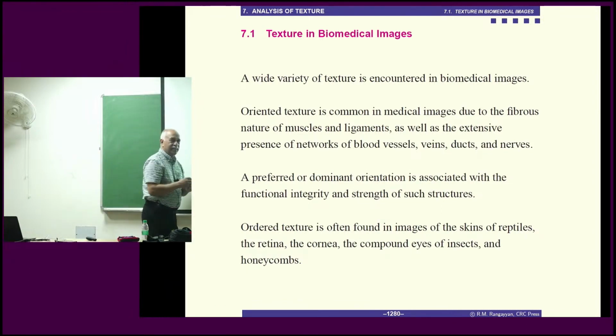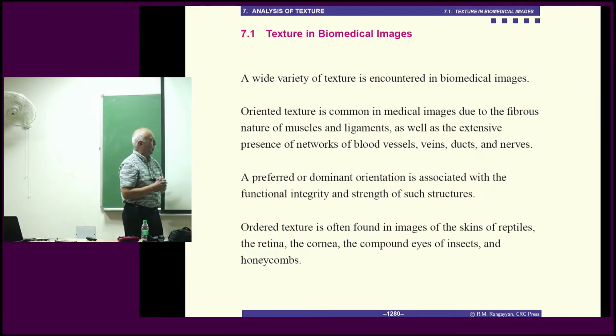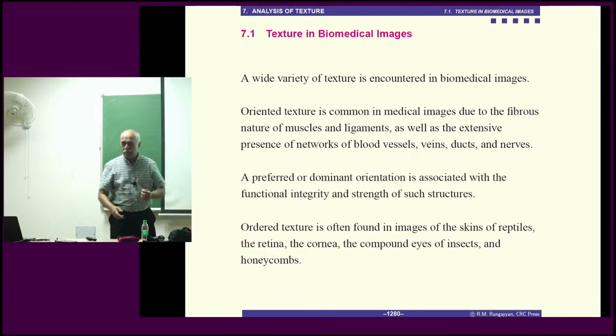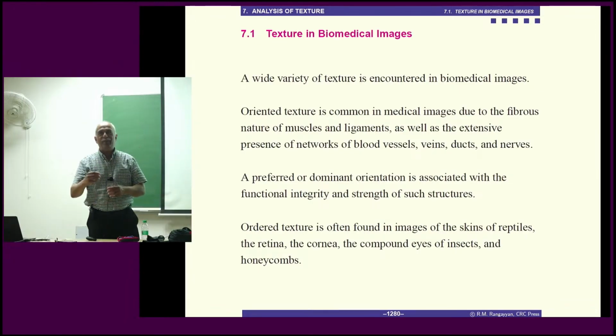Ordered texture is found not so much in the human body, but in skins of reptiles, like snake skin, where the same pattern appears. But there is some size variation and orientation variation. It's not exactly periodic. In the retina, there are some repetitive patterns. In the cornea, the compound eyes of insects, and honeycombs. A honeycomb perhaps is the best example. But I tried to get pictures, and I only got honeycombs that were artificially manufactured. They put that in the box for the bees, and the bees go there and do their stuff. Later on I did find some, but they were not showing what I wanted to see.